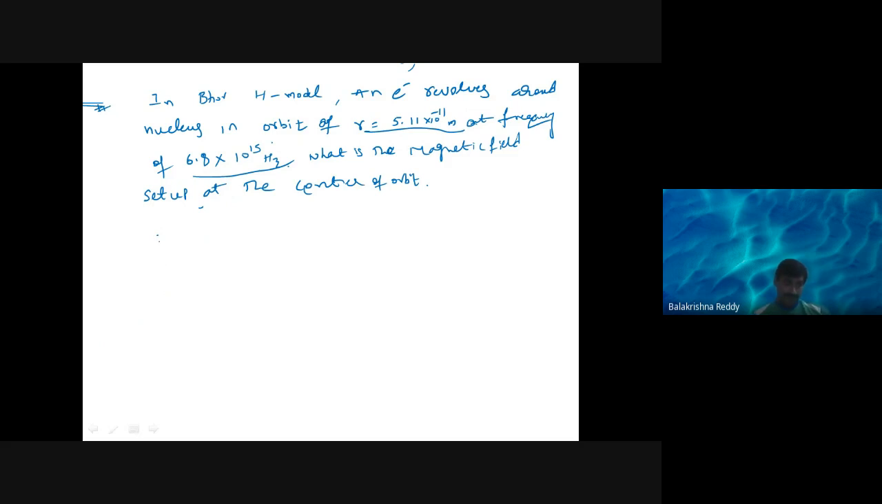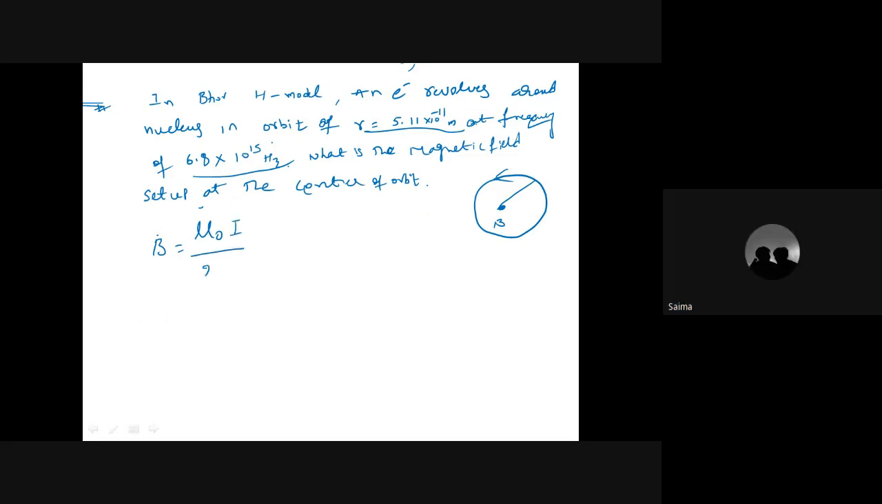What is the magnetic field formula in a circular wire or circular loop? Any idea? At the center, like this diagram was there, we have studied. Let us say it is moving at the center, what is the magnetic field? Is the question. You did not get? Hello? Yes, yes.